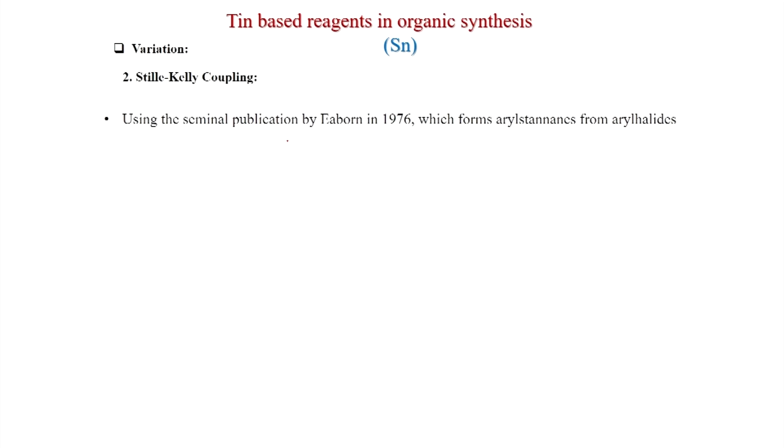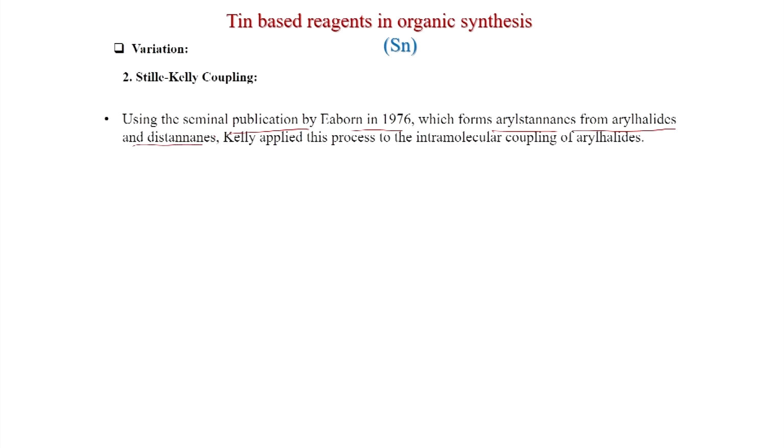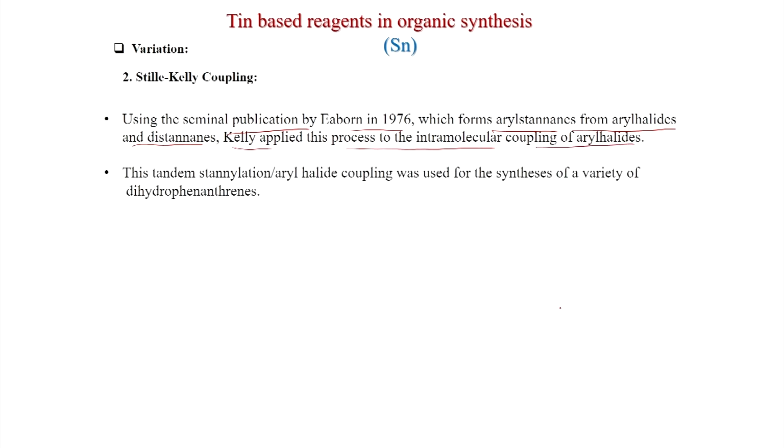Now, we will discuss another reaction, the Stille-Kelly coupling reaction. So, in this reaction we will see that a dibromide is converted into a cyclic product. Using the seminal publication by Azarian in 1976 which forms aryl stannanes from aryl halides and distannane. So, this is important, distannane and aryl halide to generate aryl stannane, and Kelly applied this process to the intramolecular coupling of aryl halide. So, this is also an intramolecular reaction. This tandem stannylation aryl halide coupling was used for the synthesis of a variety of dihydrophenanthrenes.